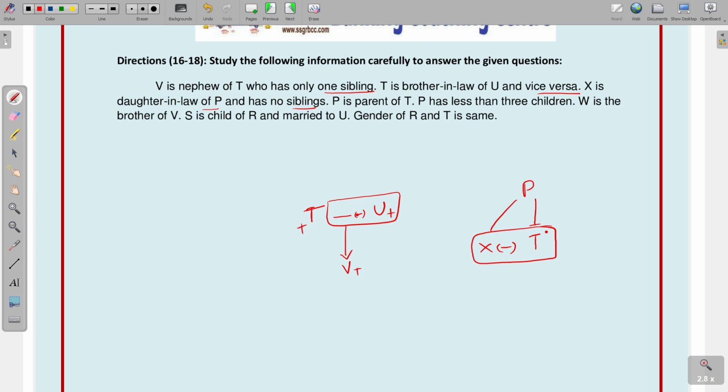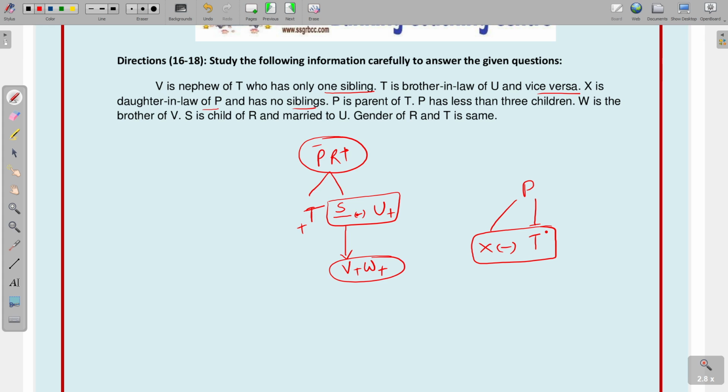W is the brother of V. And next, S is the child of R and married U. So here U, S is the daughter of R, and T and S are both children of R. Next, the gender of R and T is the same. R and T the same, it is positive. Next, P is the parent of T, which means R and P are husband and wife.